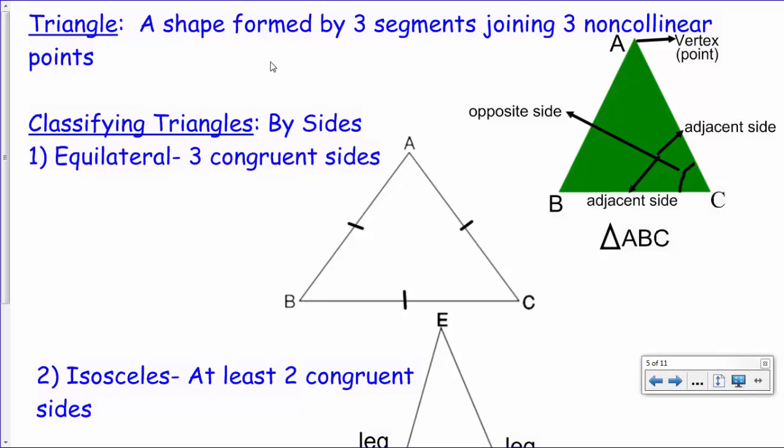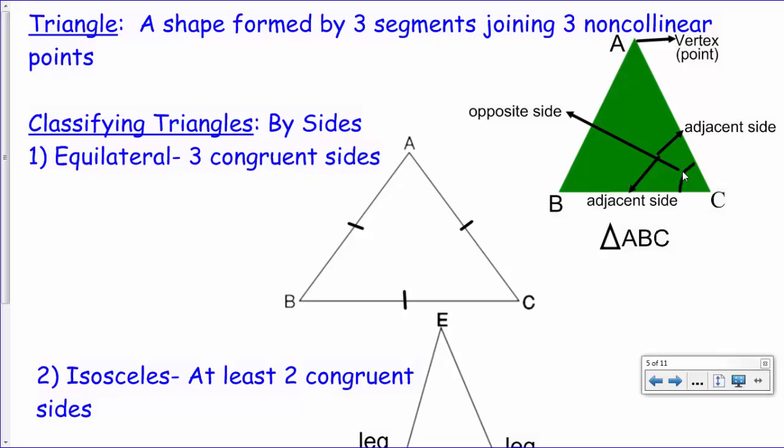A triangle is defined in geometry as a shape formed by three segments joining three non-collinear points. The parts of a triangle are labeled on the right drawing. We have the vertex, which is a point. There are three vertices of any triangle. We have the sides of the triangle.